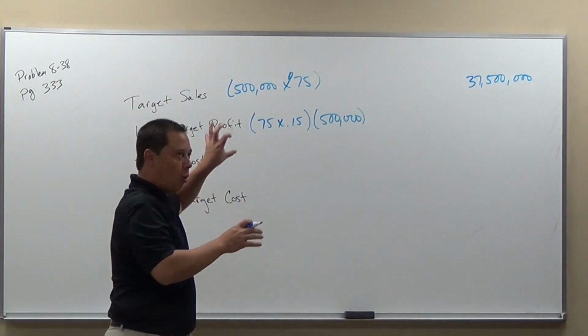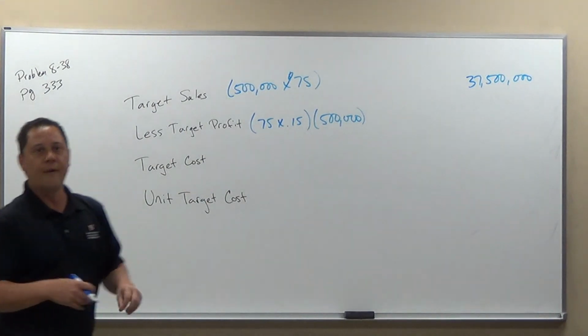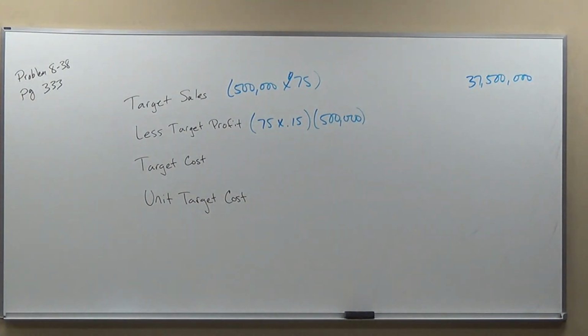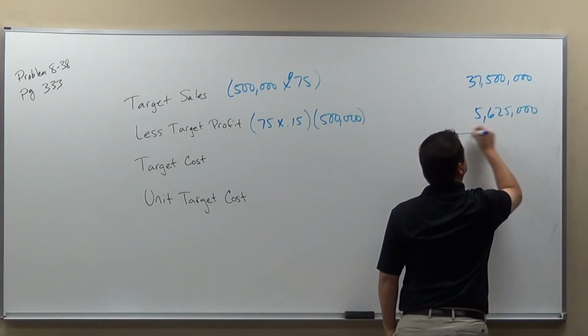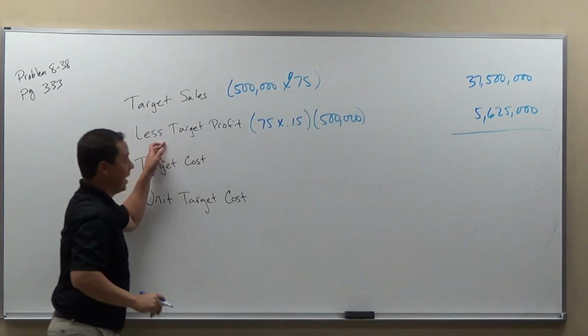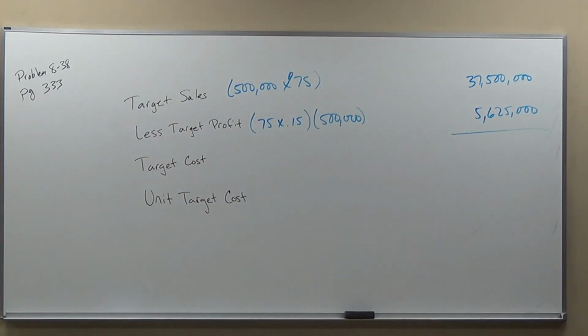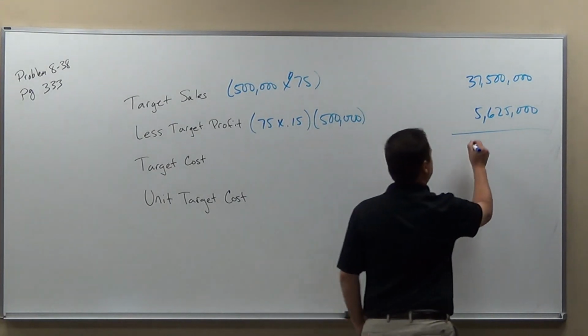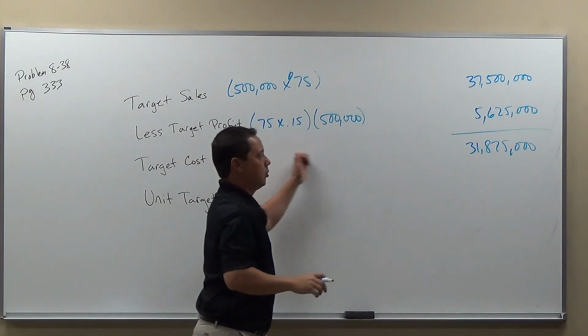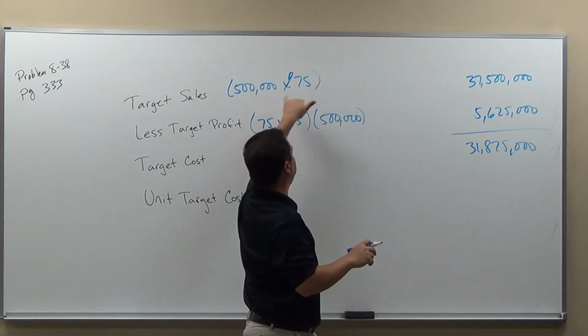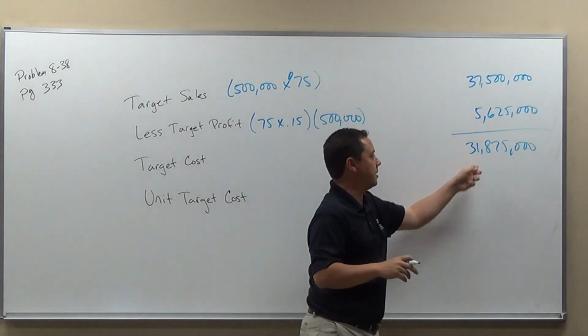I'll walk you through that, but I want you to walk through and figure out what each of the costs are. So if I take the 75 times the 0.15, that will give me the amount that I'll multiply by 500,000, and that total amount there will be 5,625,000. Then what I will do is, as I said, take away my target profit. So it gives me $31,875,000 that we would have there. So that is my target cost. That's what it would cost me if I sold this amount at this price, how much we estimate the cost would be for that. So 31 million.